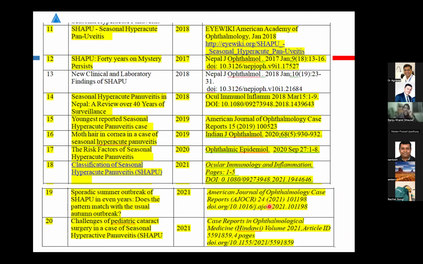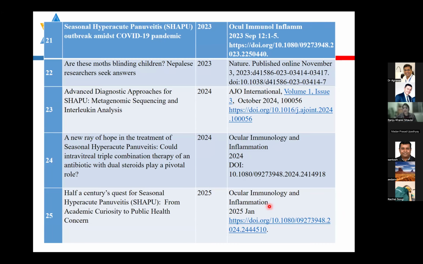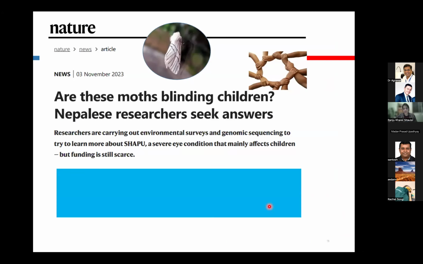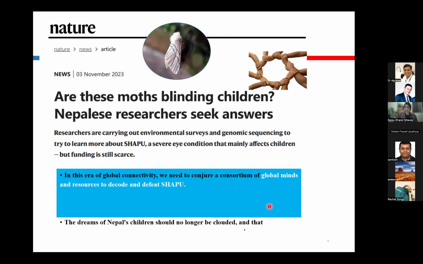So when I said that we started our journey with the knowledge of 10 papers, right now we have expanded to the publication of 25 papers, and 5-10 papers are under review in various journals. And with this expansion in knowledge, we have presented SHAPU on different platforms. Now it's becoming a more common name for our global and international colleagues also. Even Nature paid attention to this disease and published in their journal. And one line that I would like to quote is that in this era of global connectivity, we need to conjure a consortium of global minds and resources so that we can decode and defeat SHAPU very soon.